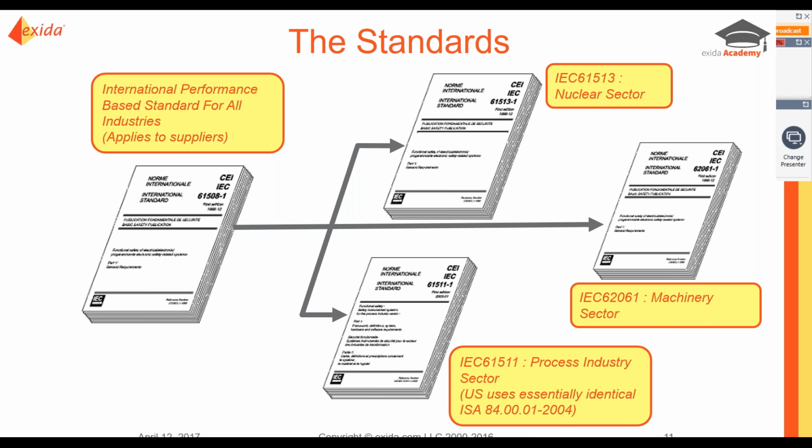So it all started with IEC 61508, which is the umbrella standard of the functional safety world. And people from a bunch of different countries got together and said, we need to make one standard that everybody should use dealing with functional safety. And IEC 61508 was written.